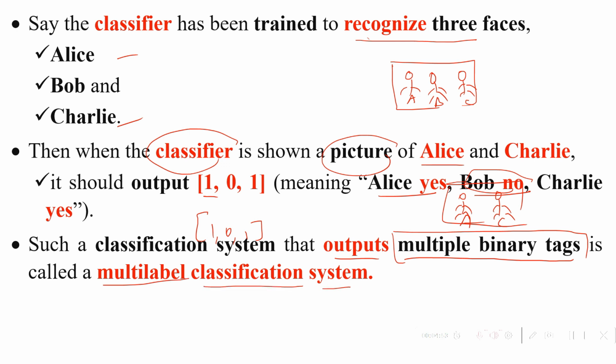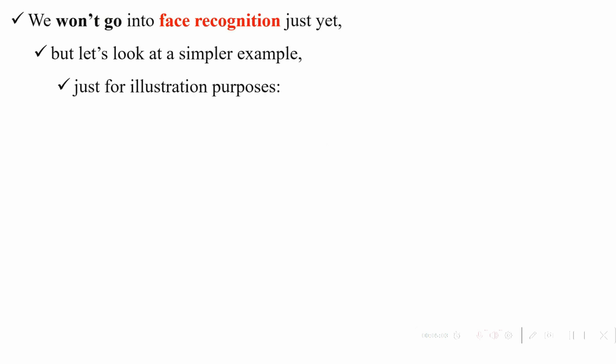That means for the same image, we give multiple labels for the different persons in the image. Simply that is called a multi-label classification system.